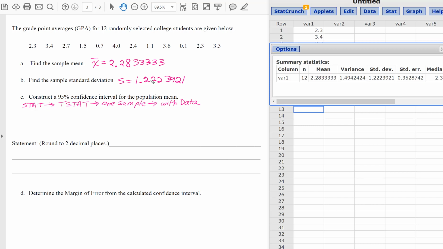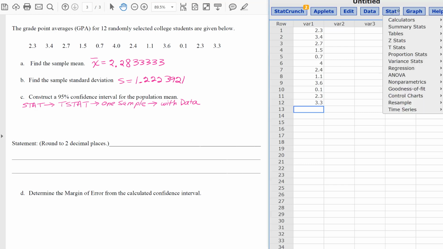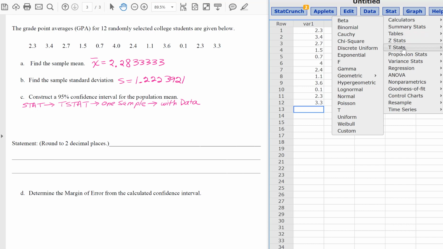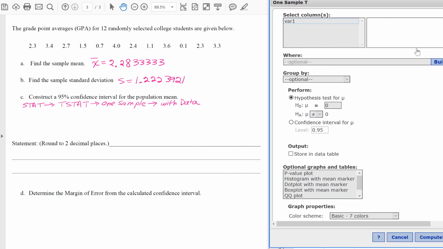Now we're going to construct the confidence interval at a 95% confidence level. Again, let's use StatCrunch. So we're going to go under Stat, then T-Stats, one sample, and we're going to go with data this time. With data, we have to select our variable column. We're going to take our confidence interval for the mean and keep our confidence level at 95%, and then hit Compute at the end.